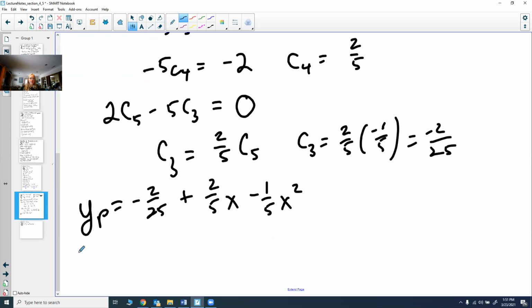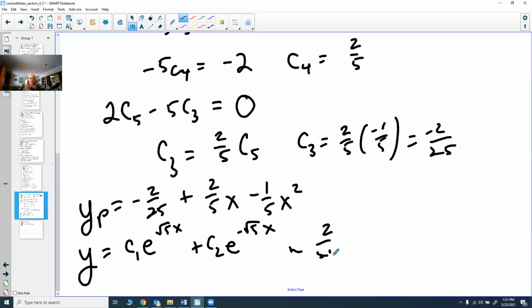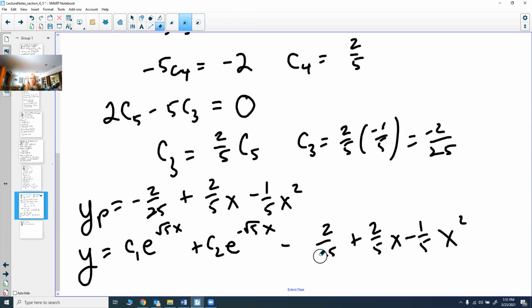And now we can get y, because y was y sub c, which we know was c1 e to the square root of 5x plus c2 e to the negative square root of 5x, and then we have minus 2/25 plus 2/5 x minus 1/5 x squared. And there is your solution to this differential equation. If you had an initial value problem, you could find out what c1 and c2 are, but we don't have initial conditions, so we can't find those.